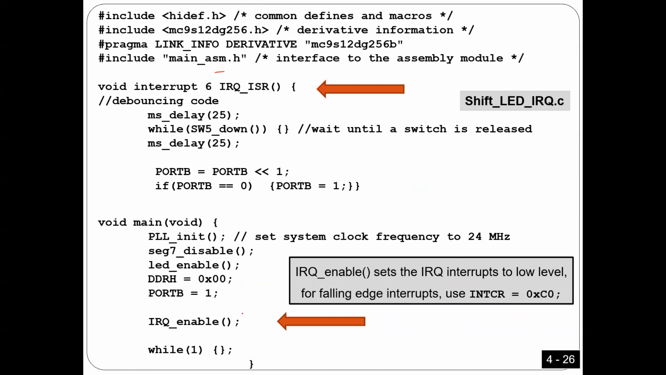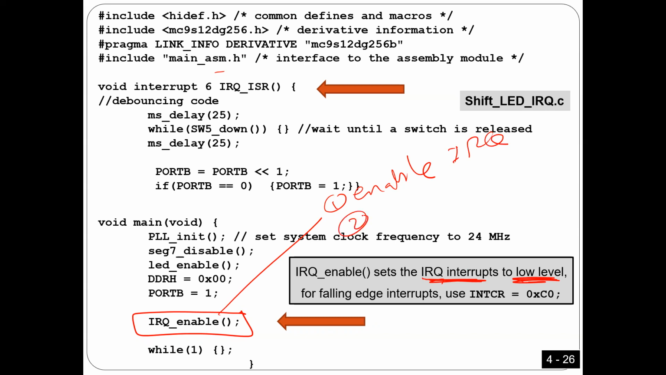Number 1, we have a subroutine called IRQ_enable. So what is this subroutine going to do? It is going to set IRQ interrupts to low level. So this one is going to do 2 things. Number 1, it is going to enable the IRQ interrupt subroutines. Number 2, it is going to configure interrupts to low level.